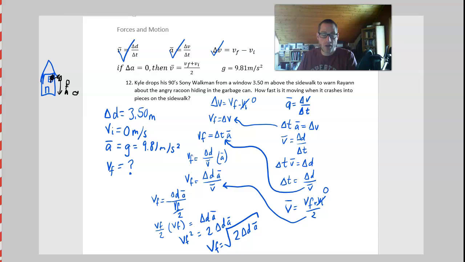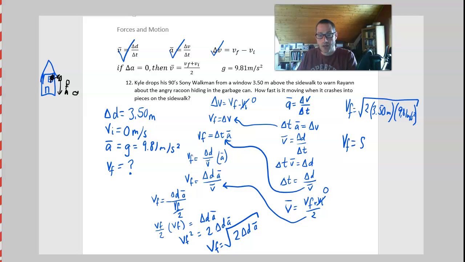So we've done all the hard work. We figured out the question. We've figured out how to manipulate all the equations. Now it's the dirt simple part. You just put it in the equation. So VF is equal to the square root of, we're going to put the numbers in, 2 times delta D, which is 3.50, times A bar, which is 9.81 meters per second squared. So that's in brackets under the root. Alright. And you can use your calculator to find out what that is.